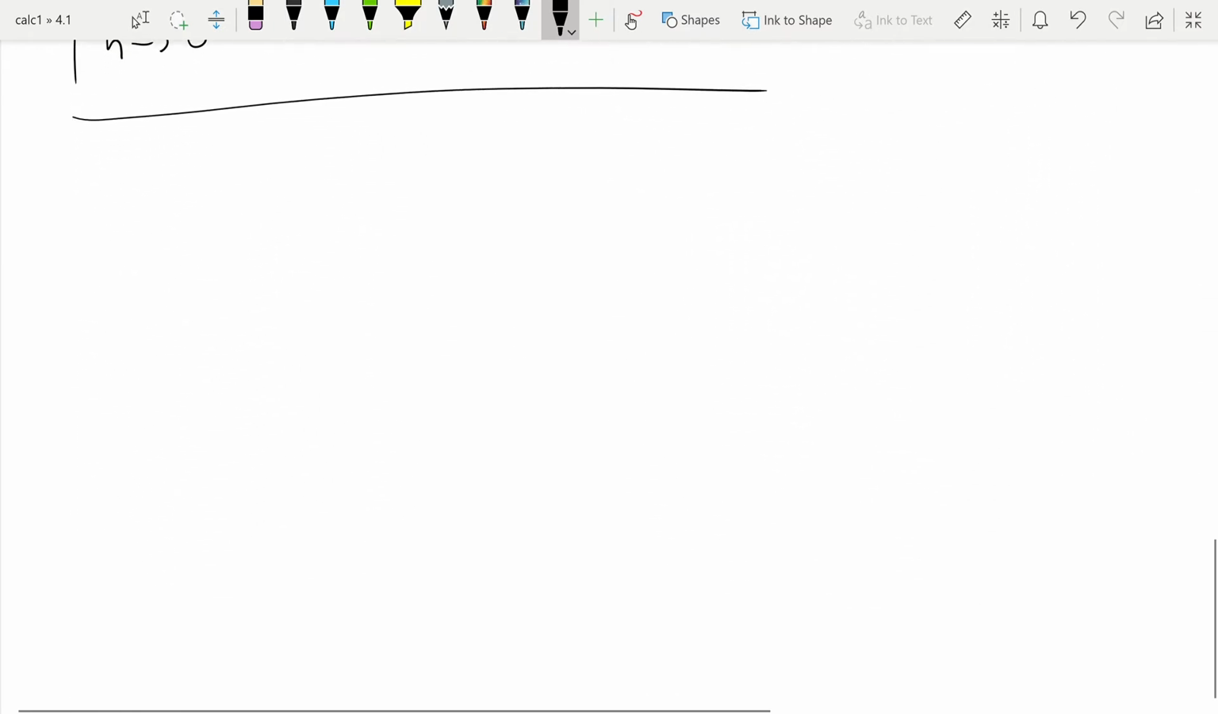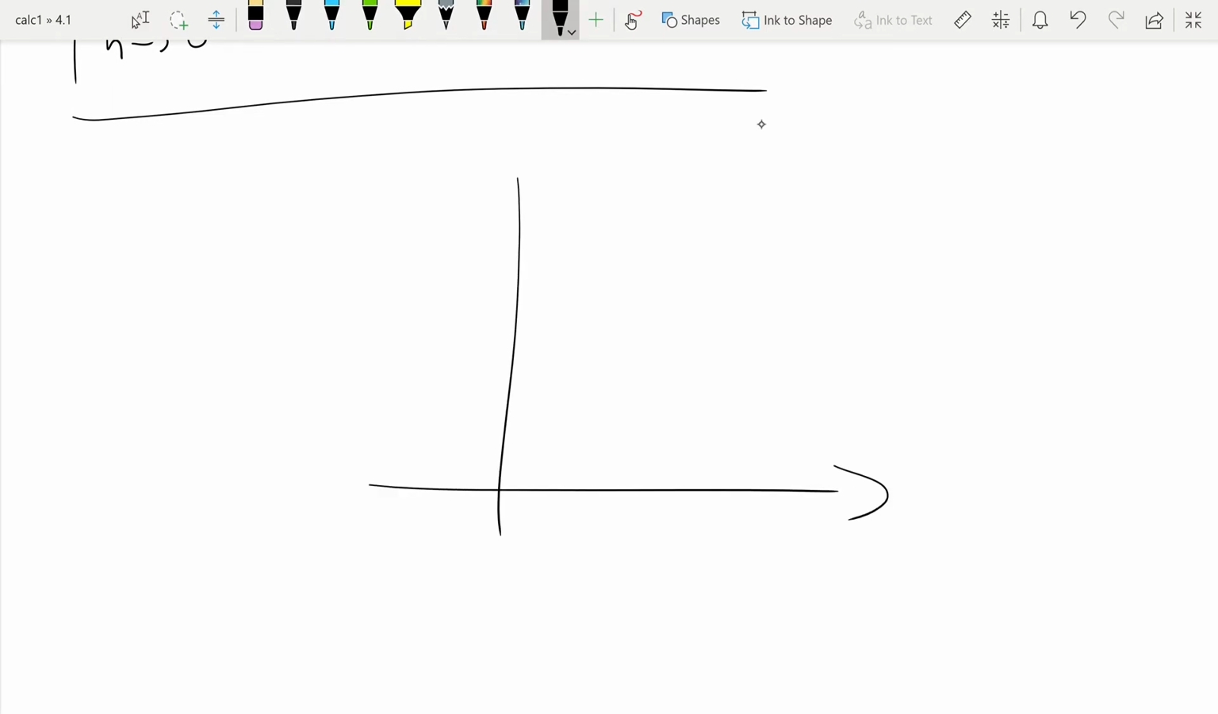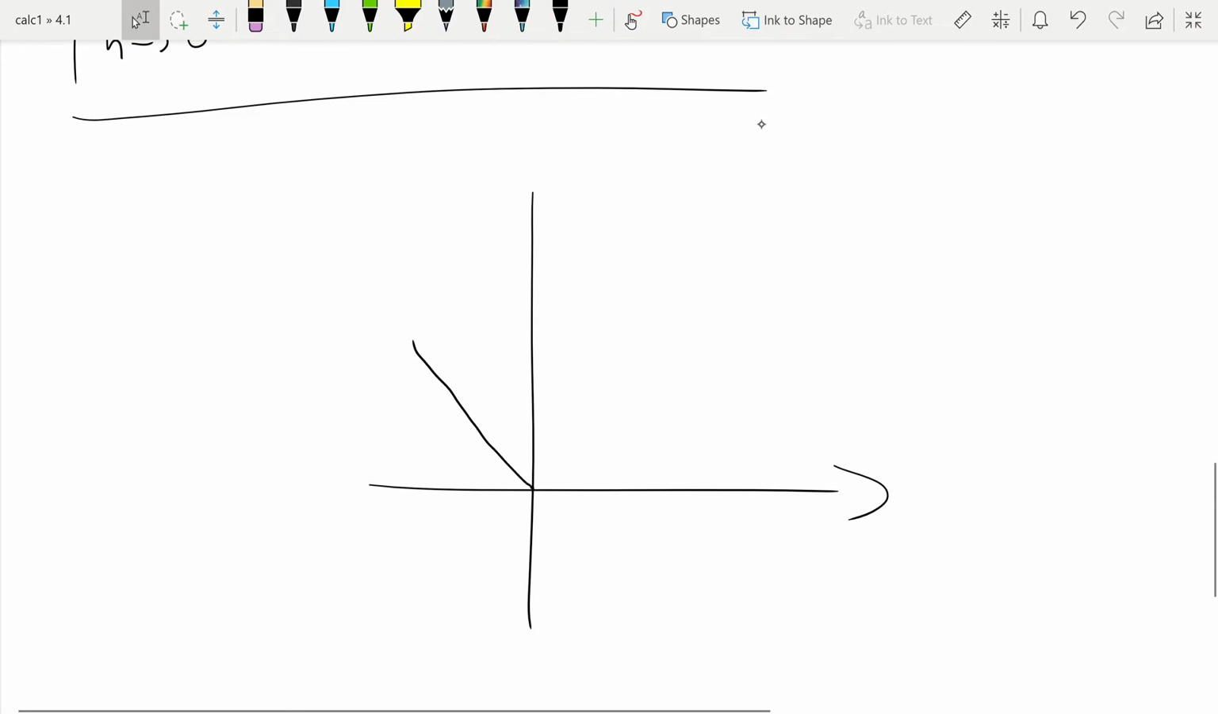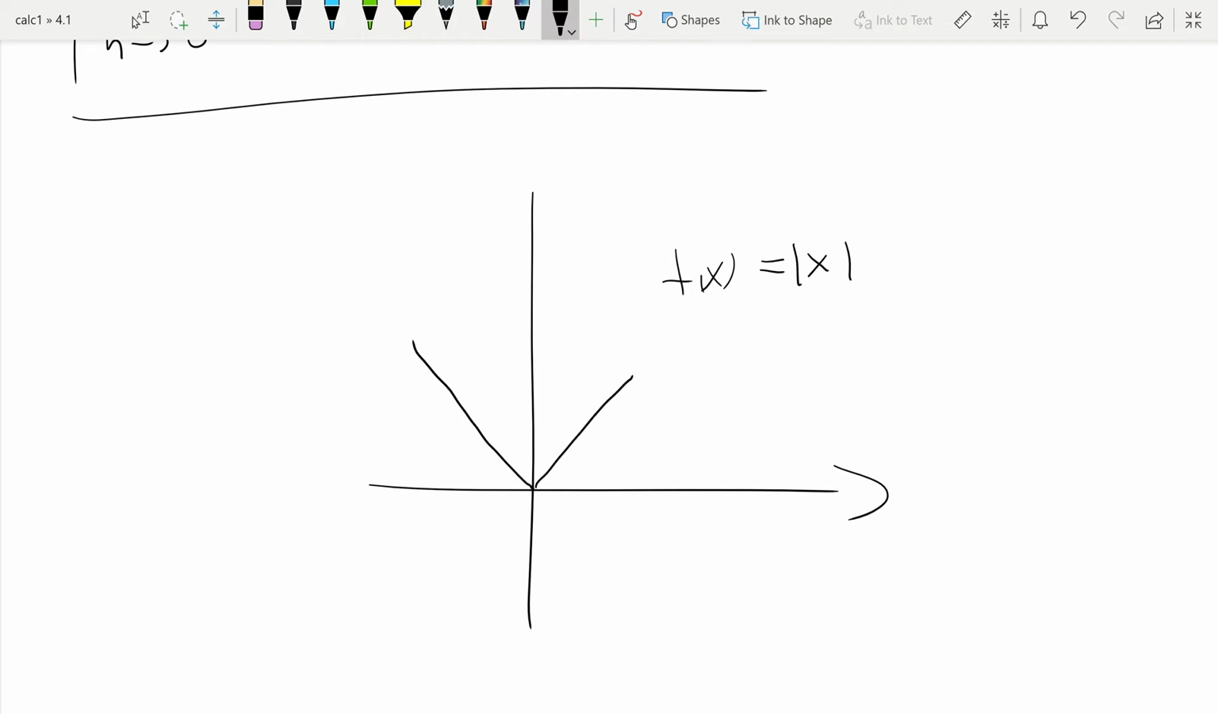An example of a function that's not differentiable: a canonical example of a function that is continuous but not differentiable is the absolute value of x. We already used this example in the past. So f of x is the absolute value of x, and this cannot be approximated by a linear function.